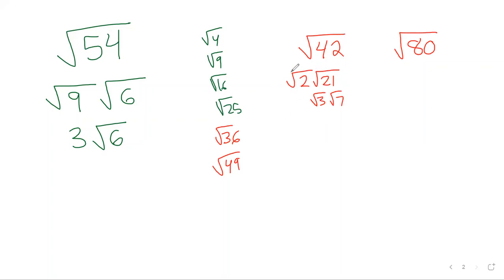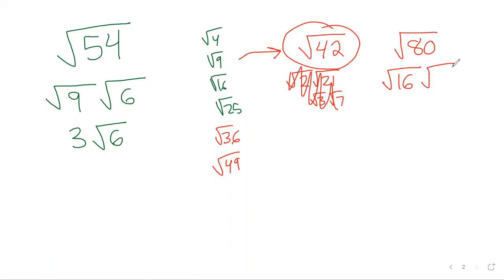But we don't need to do all this. We can just see immediately none of those perfect squares go into 42. So that's the final simplified version. There's nothing more to do. Root 80, on the other hand, there is something that goes into 80 from this list. It's 16. We can separate this into root 16 and root 5, which is 4 root 5.